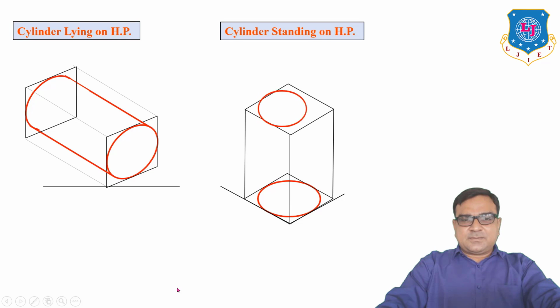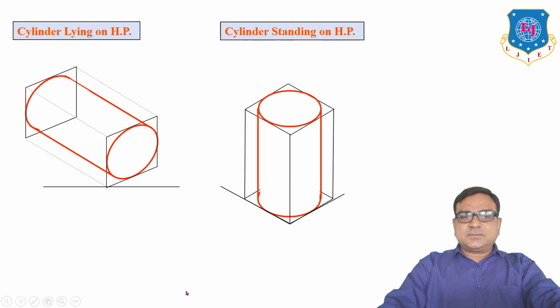Another rhombus. Draw a circle using the 4-center method. And draw the generator of the cylinder. And remove this part for the final isometric drawing.